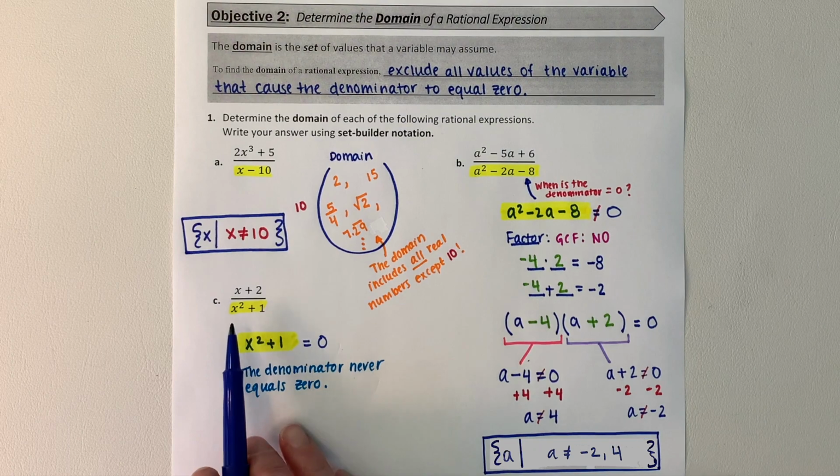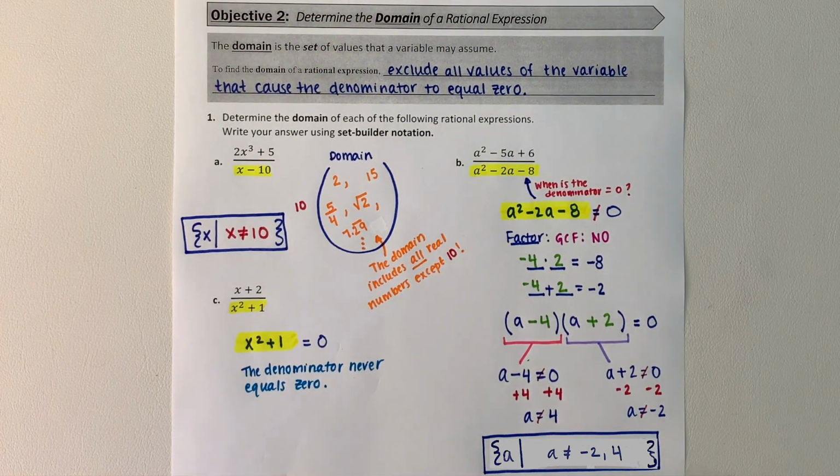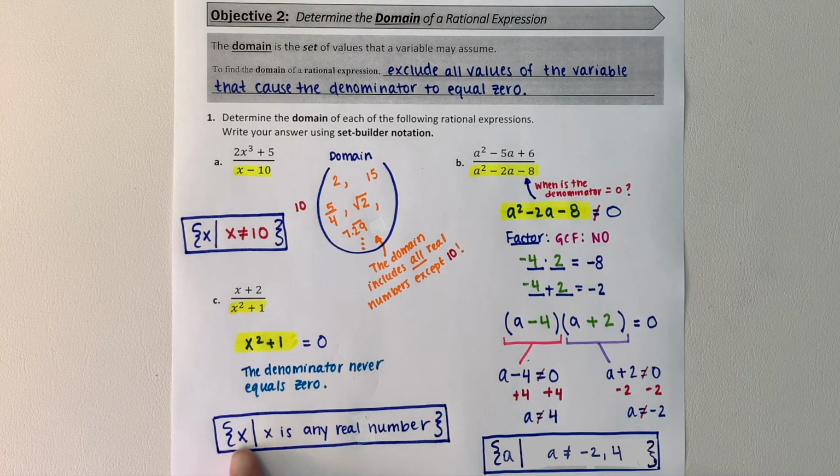So since the denominator is never 0, there are no values of x that are not allowed. So when stating the domain for our final answer, we'll use the set builder notation. And since there are no values of x to exclude, we can say that x is any real number.